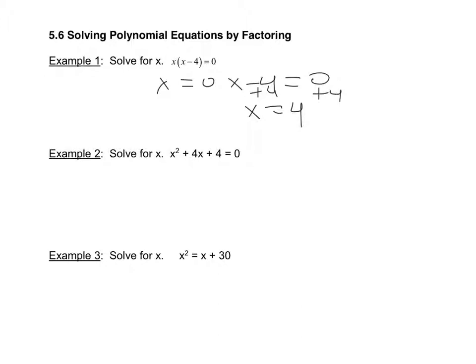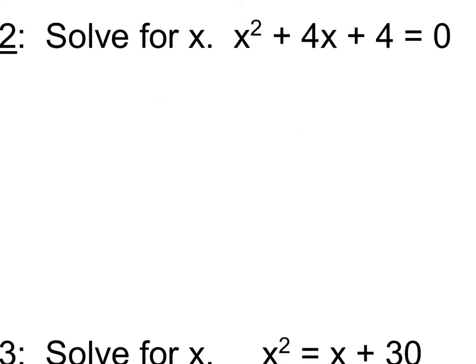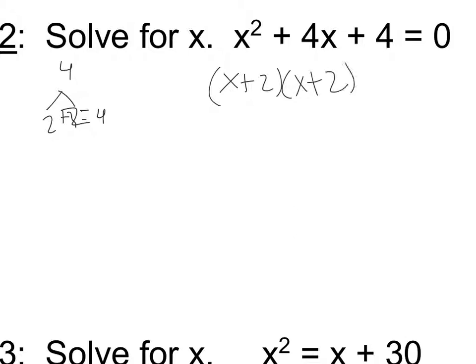Alright, so let's take a look at ones now where we have to factor. First thing you check: does it equal 0? Yes. So then we can factor. Now we ask, 1 times 4 is 4, so multiplies to 4, adds to 4: you get 2 and 2. So x plus 2, x plus 2, but that is x plus 2 squared.